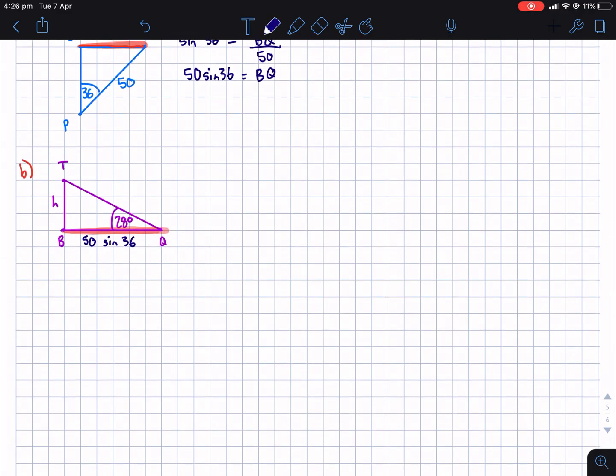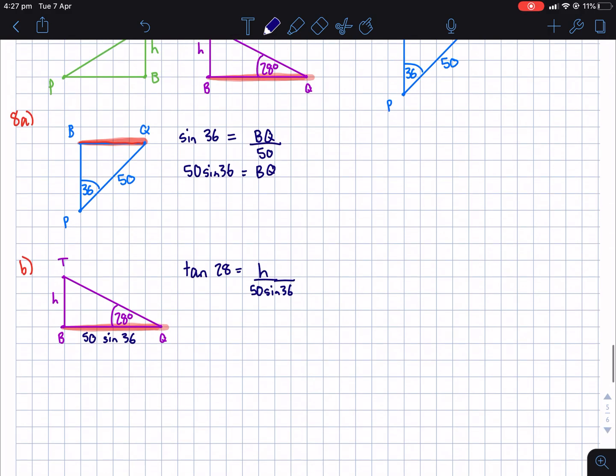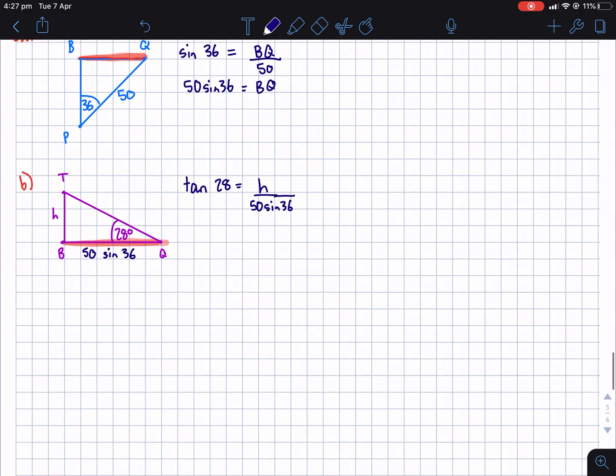Okay, so now we could say from that angle, opposite, adjacent, we're going to use tan. So tan 28 equals the opposite, which is H, over the adjacent, which is 50 sine 36. I know it's weird, just get used to doing things like that. Which means H equals tan 28 times 50 sine 36, or you could have had this the other way around, no worries. And we're going to chuck that in our calculator. So we've got tan 28 times 50 sine 36.